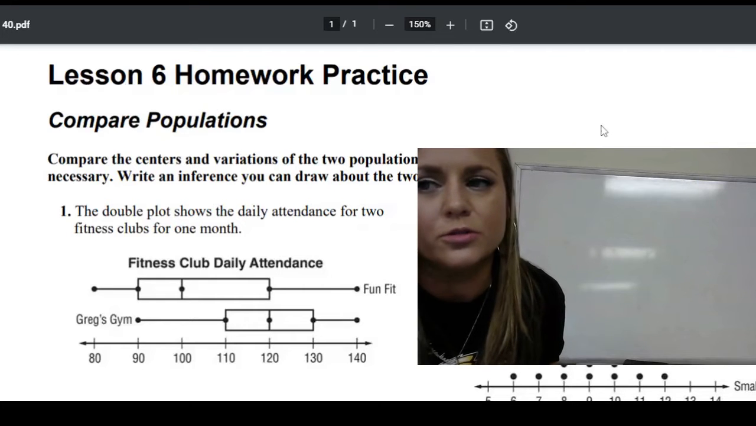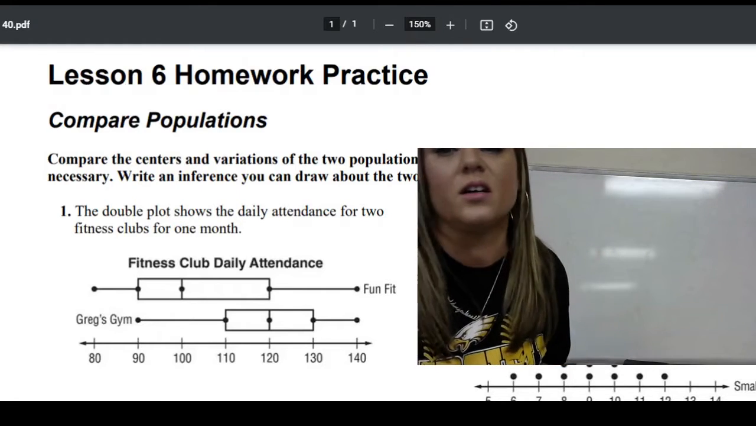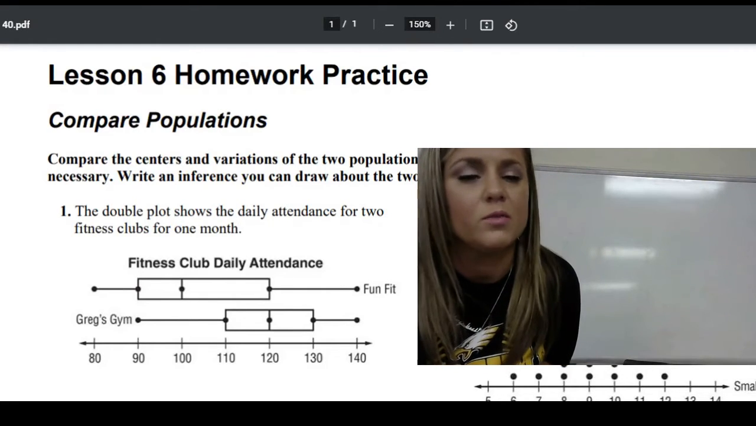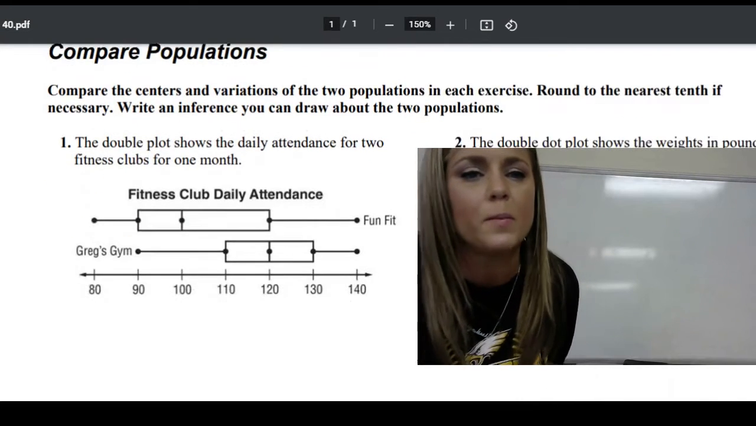We're going to start this lesson 6 with compare populations. Again, I got this all out of the textbook. You can find all these in a self-check if you want. So let's look at this. We're going to compare populations.